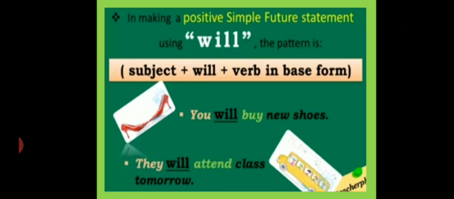Okay, look at the examples here. You will buy new shoes. They will attend class tomorrow. Here you and they are subjects and we use will there, and buy and attend are verbs in base form.